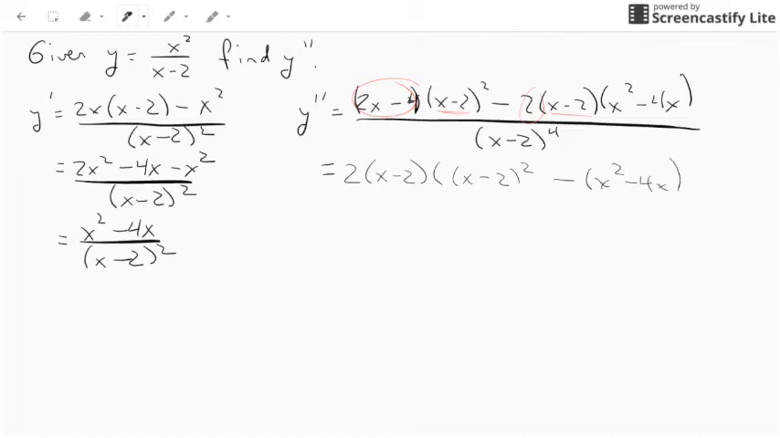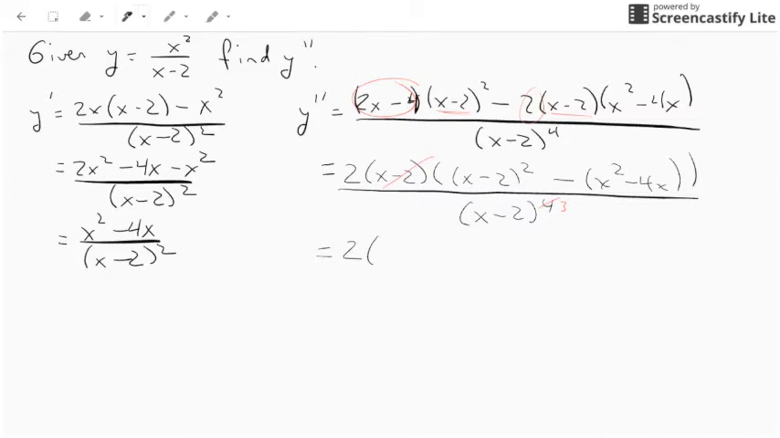Okay, so close the brackets for the numerator, and then this is all over x minus 2 to the fourth. Well, I already see that there's an x minus 2 that's going to cancel with that, so there's going to be a cube down there. Now what I've got to do is expand out and simplify what's happening inside the brackets in the numerator. So I've still got that 2 there.